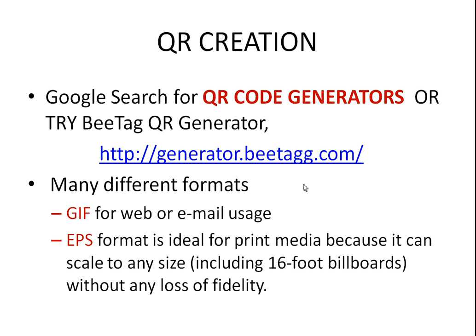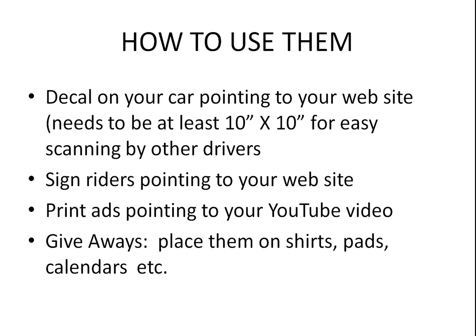When you generate your code, you're going to have many opportunities for saving in different formats. Here are two formats I suggest you look at strongly. The GIF format. If you're going to be using it on the web or email, GIF is by far your best choice. Or EPS format for print media, because it can be scaled to any size, even if you're using a 16-foot billboard, and you will not lose any of the fidelity.